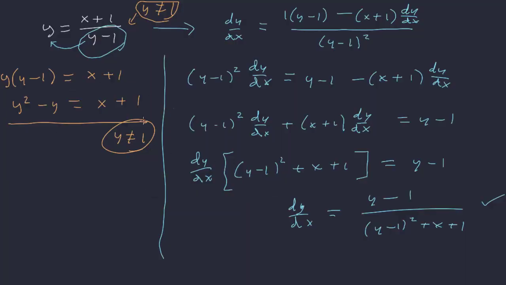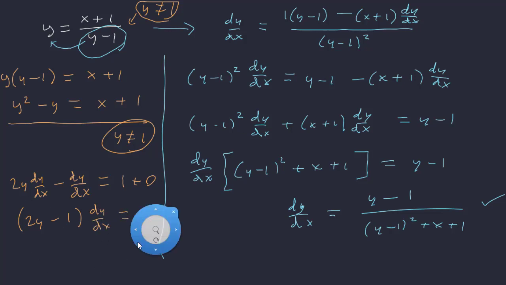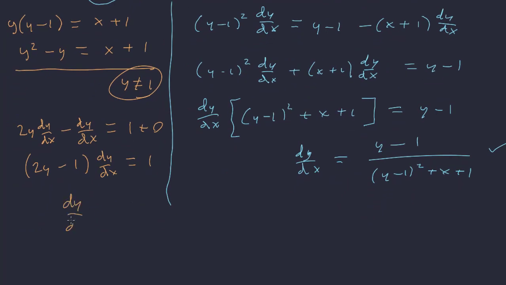Okay, doing it this way, well, now we can just differentiate everything. So we'll have 2y dy dx minus dy dx, which will be equal to 1 plus 0 when we differentiate everything. And look at this, all the dy dx's are already on the same side, so we can just factor to get 2y minus 1 dy dx is equal to 1. And we just divide through. Dy over dx is equal to 1 over 2y minus 1. All right, 1 over 2y minus 1.